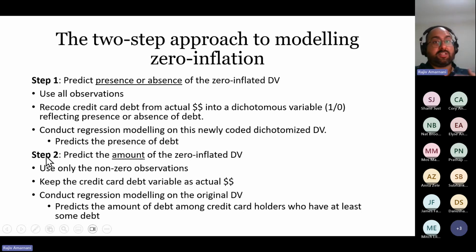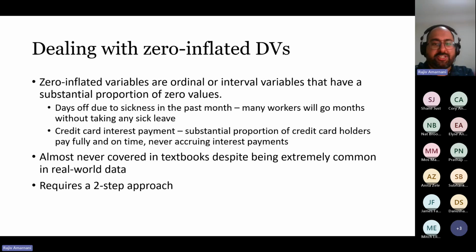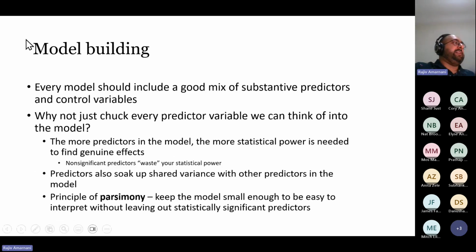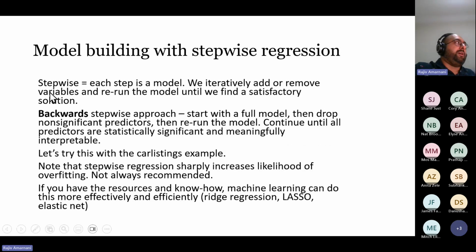It really adds a lot of value to the modeling, where you're predicting who has debt, who has some, who has presence or absence, and who has more, who has less among those who do have presence of the outcome. Questions, class, about zero inflation? If you think you have zero inflated data, talk to me. Okay. Lastly, we get into model building.